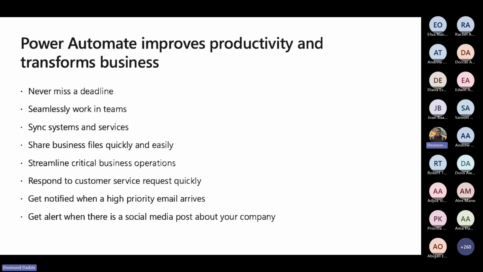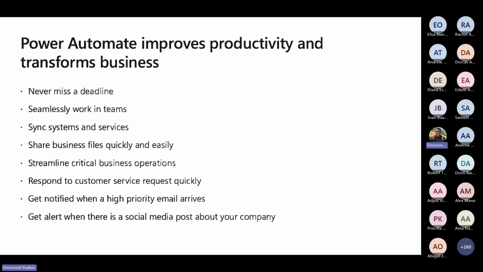So if your boss asks you, send me this report every Monday at 7 a.m., using Power Automate, you can create a workflow that will send your boss that report, even the updated one, at 7 a.m. exactly. Maybe by that time you wouldn't be in the office, but your boss will be able to get that report that he's expecting quickly.